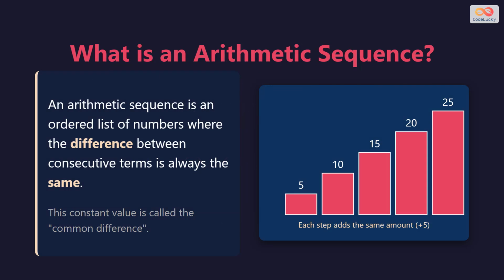So, what exactly is an arithmetic sequence? Simply put, it is a list of numbers where the difference between any two consecutive terms is always the same. This steady jump from one number to the next is what defines it. If you are adding or subtracting the same value over and over, you have an arithmetic sequence.